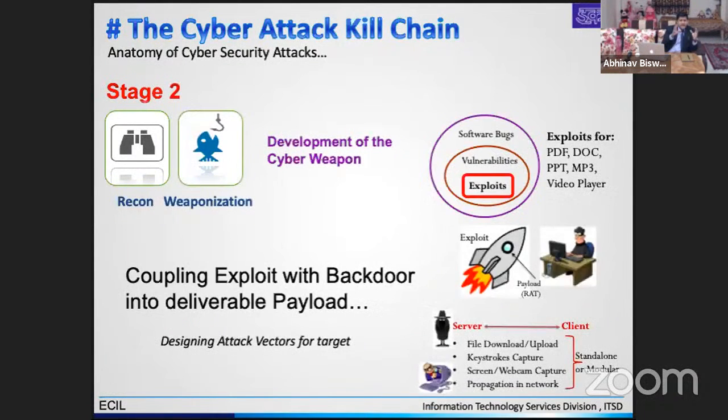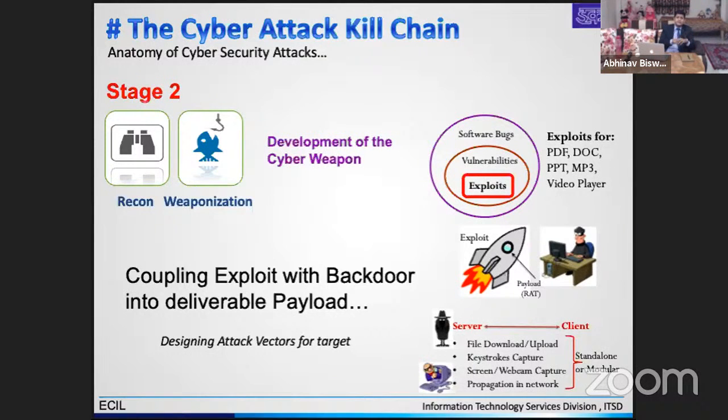Second stage is when you have the idea of a target, then you design the weapon to attack it. This is the weaponization stage. Here you create the exploit, the malicious PDF file, the malicious MP3 or malicious PPT, attach your exploit with it and try to deliver it. Now coupling the exploit with a backdoor is not a very easy thing. A lot of malware researchers have to do that. But the good thing about weaponization is a lot of these malware exploits are openly available in the dark market as well as on the open web. So you can just type a particular software name and vulnerability name and you'll get the exploit.